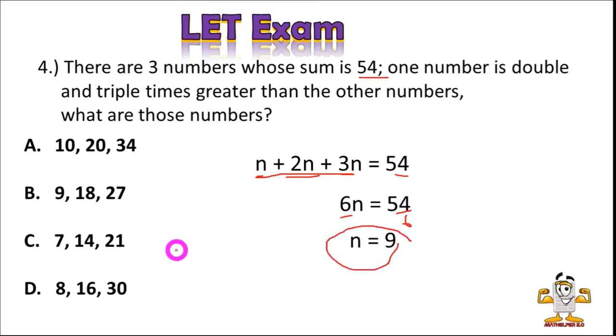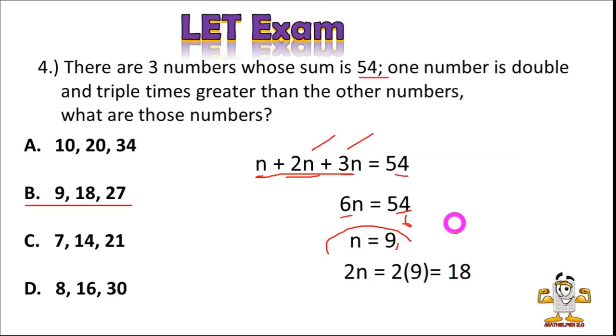So, the correct answer is letter B. Dahil, yung first number natin is 9. So, dahil ang second number is 2 and 2 times 9 is 18. Yung third number natin is 3 times 9, which is the n is 9. So, 27. So, 9, 18, 27.